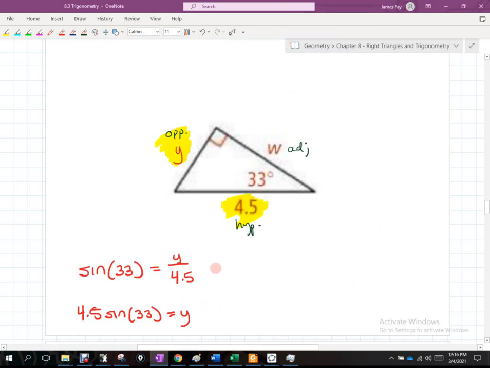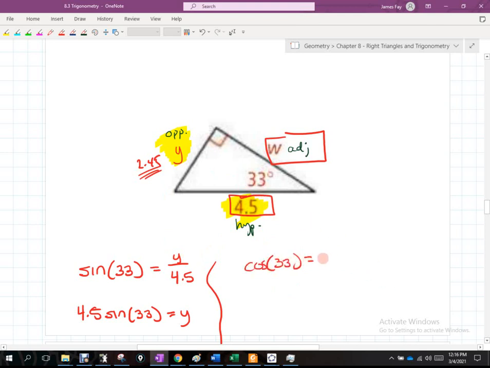Now, if I'm going to find W, W is the adjacent side, so you know you've got to use that. What other value do you want to use to find W? 4.5. Why 4.5 in lieu of using 2.45? No rounding there, right? So which trig ratio are you going to use then? Cosine. So cosine of 33 is equal to W over 4.5, with 4.5 on the bottom and W up here. 4.5 cosine 33 is equal to W. Is that okay with everybody?